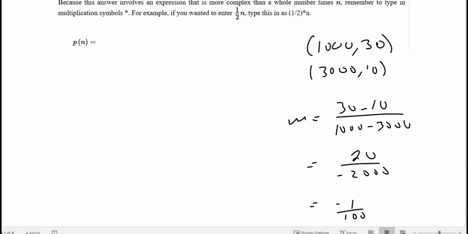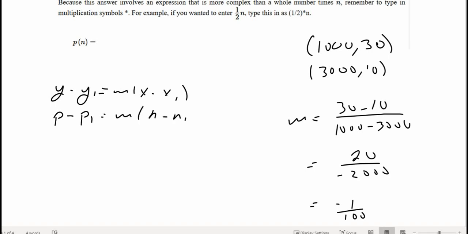I'm going to start off with point-slope form. Now remember, I always wrote it like this before, but we do have different variables here. So let me call it P minus P1 equals slope times N minus N1, just to make it match. P1 is 30, the slope is negative 1 over 100, times N minus N1, which is 1,000.